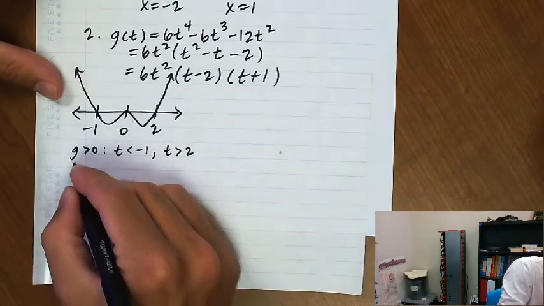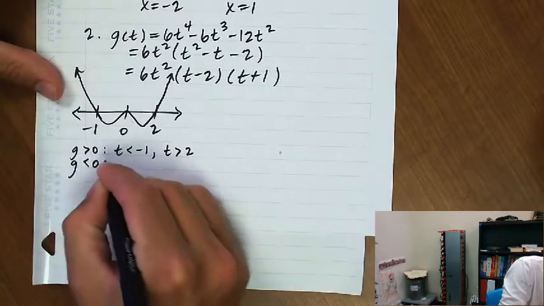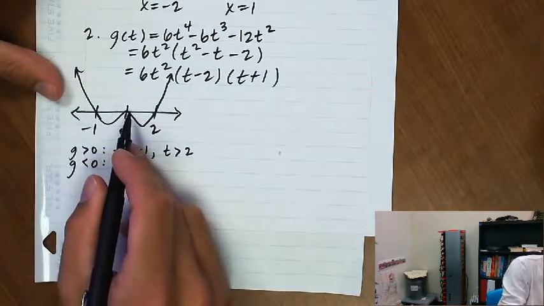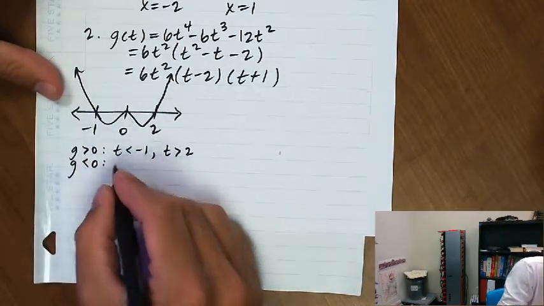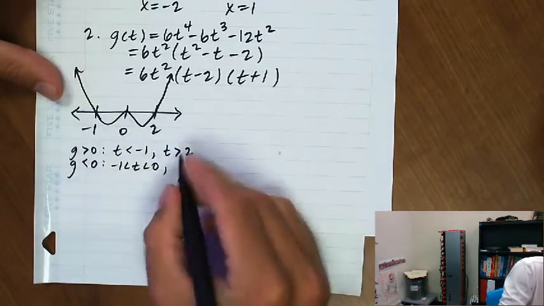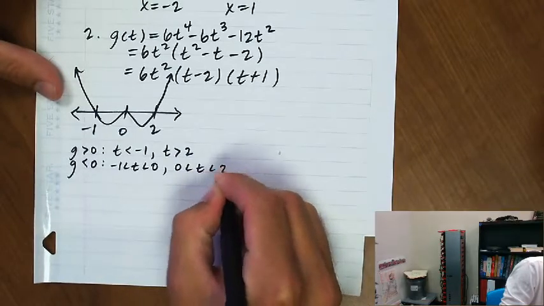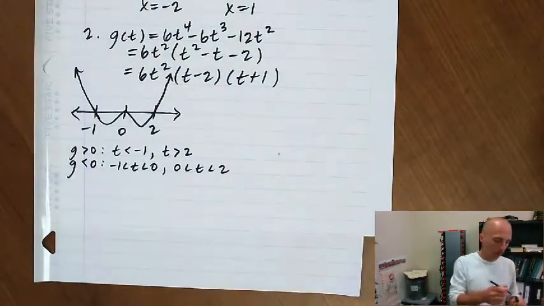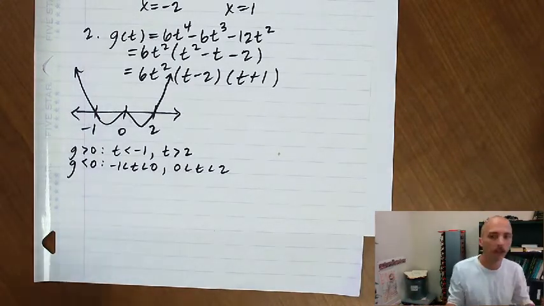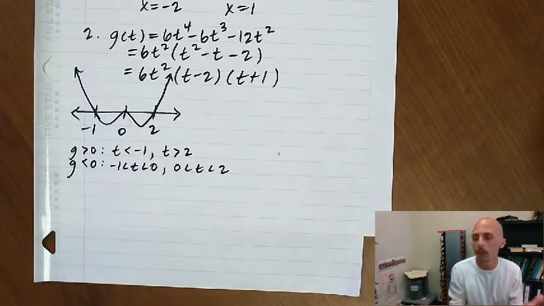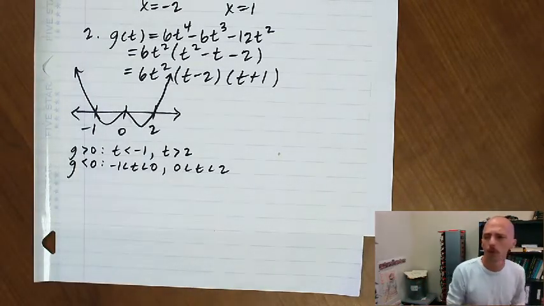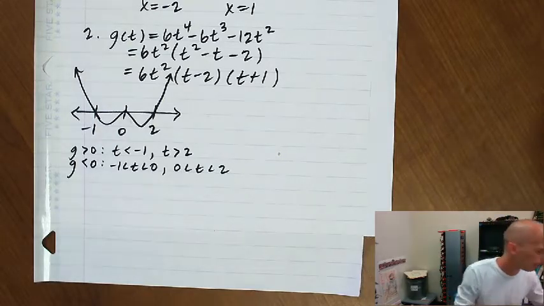All right. So next, I'm going to talk about where g is negative. g is negative here, but not at 0. So I'm going to say negative 1 is less than t is less than 0, and also 0 is less than t is less than 2. Okay. If you were willing to think that negative meant just not positive, like 0 or less, then you could say just from negative 1 to 2, even including the endpoints. That's the type of distinction we're really not going to be getting into in this class.